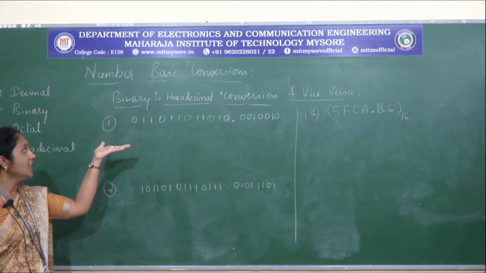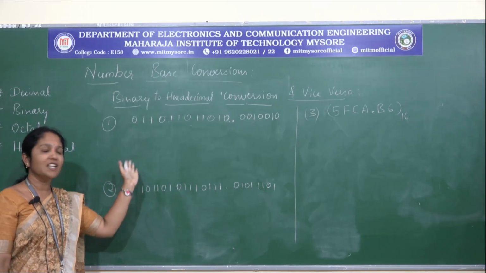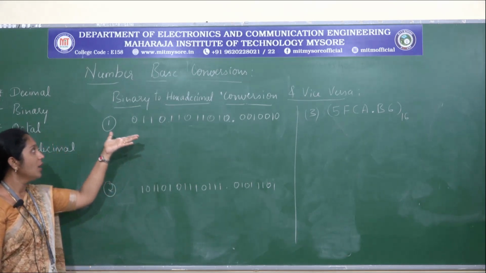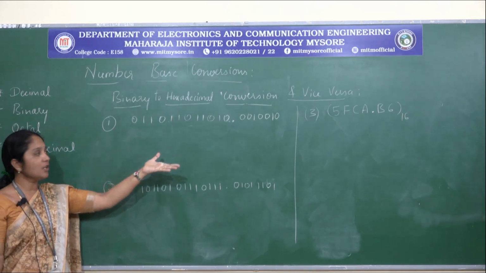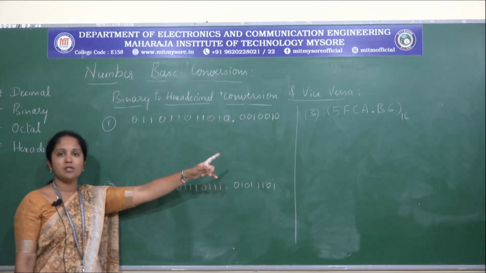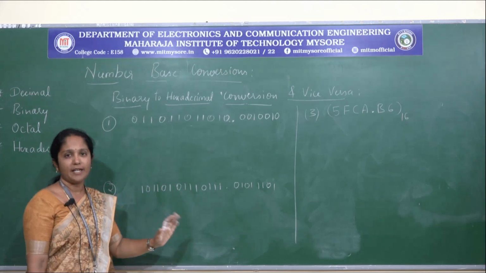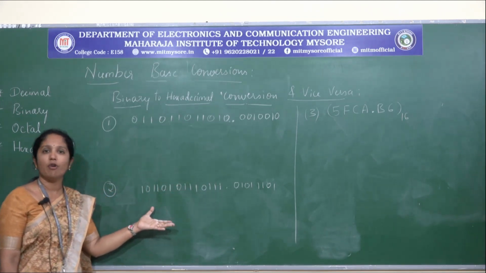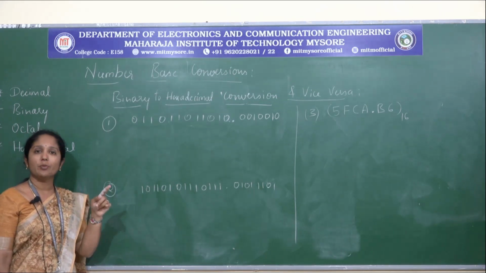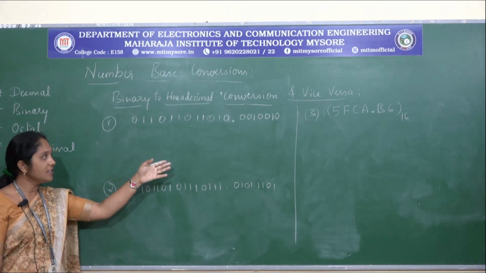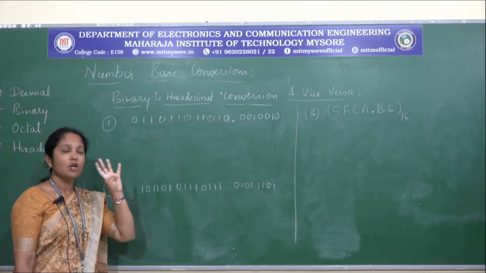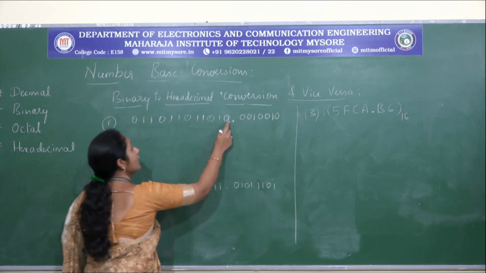Now let us consider the next conversion, that is binary to hexadecimal conversion and vice versa. For that I have taken 3 examples here: 2 for converting from binary to hexadecimal and 1 example to convert hexadecimal to binary. Let us understand the procedure for converting a binary number to hexadecimal. As I said earlier, in this case we are supposed to make groups of 4 digits. So let me start from here.